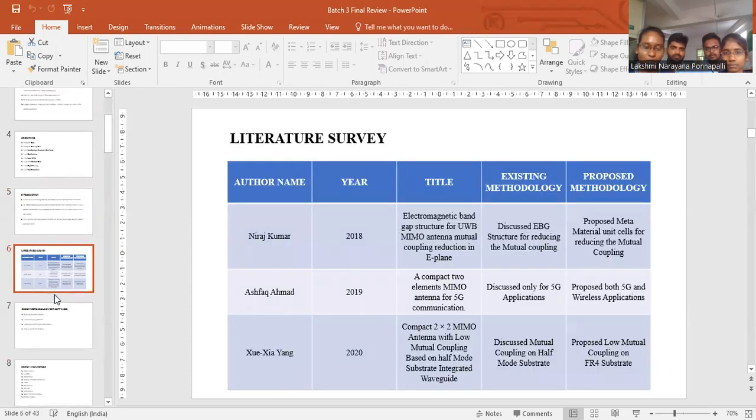In this project, we have taken references from Neeraj Kumar, Ashok Ahmed, and others in the years 2018, 2019, and 2020. Neeraj Kumar mainly used EBG, electromagnetic band gap structure. In his proposed methodology, he discussed metamaterials. In the 2019 paper, he mainly discussed 5G applications. And in 2020, he mainly covered 2x2 MIMO antenna and mutual coupling reduction.